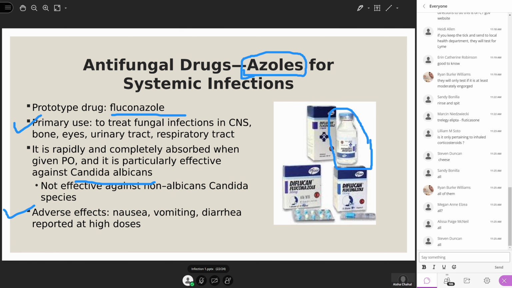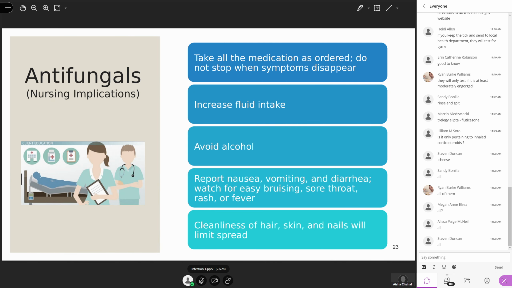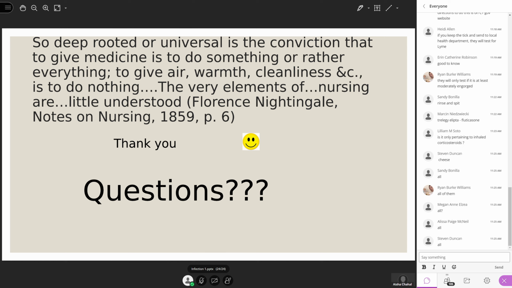Again, any antibiotic, any antifungal will be bad for your GI system and will cause all those adverse effects. The nursing implications are to finish all the medication, drink more fluids, avoid alcohol, report any symptoms, and keep the hair and everything clean to limit the spread, general cleanliness, right? So that it does not go into other parts of the body.